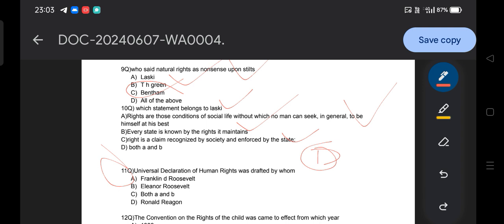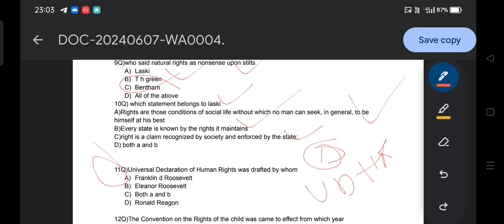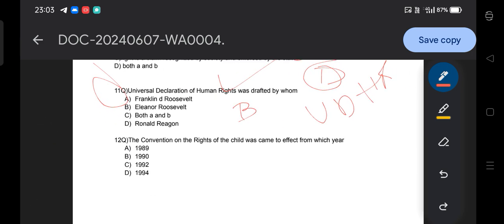Then next question, number 11. The Universal Declaration of Human Rights, shortly known as UDHR, was drafted by whom? Option A Franklin Roosevelt, option B Eleanor Roosevelt, option C both A and B, option D Ronald Reagan. So guys, what is the answer? Option B, Eleanor Roosevelt. Eleanor Roosevelt basically drafted the Universal Declaration of Human Rights on December 10, 1948. It has 30 articles in total.